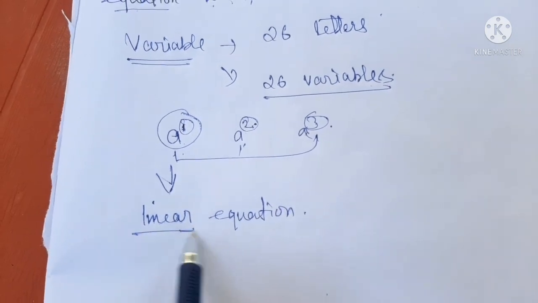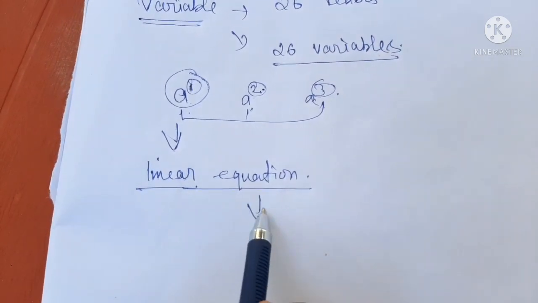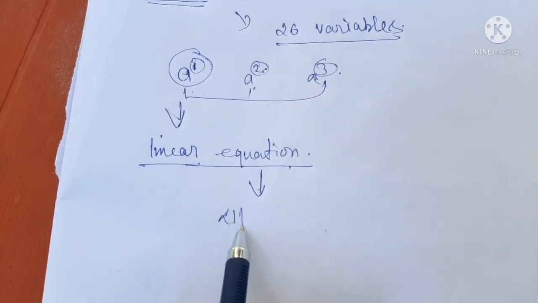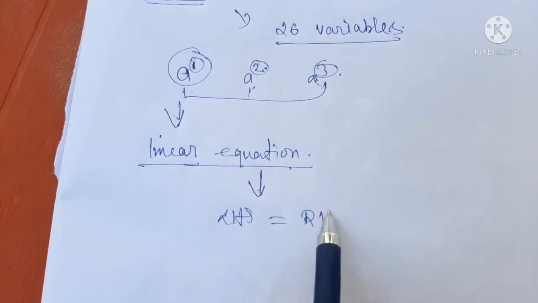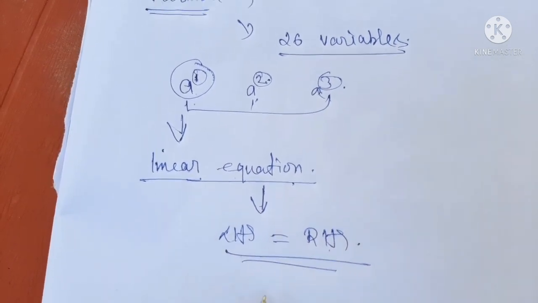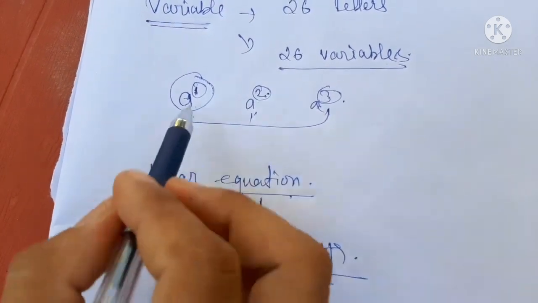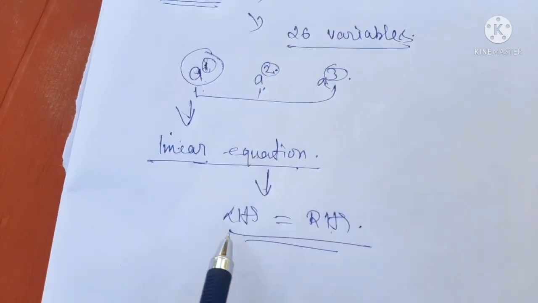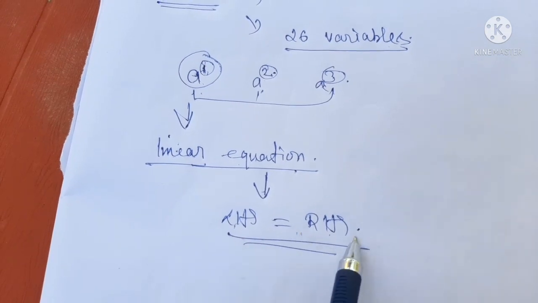Here we will know again the equation. The equation means the left hand side is always equal to the right hand side. I hope you know the meaning of the linear. Linear means the highest power is 1, and the equation means the left hand side is always equal to the right hand side.